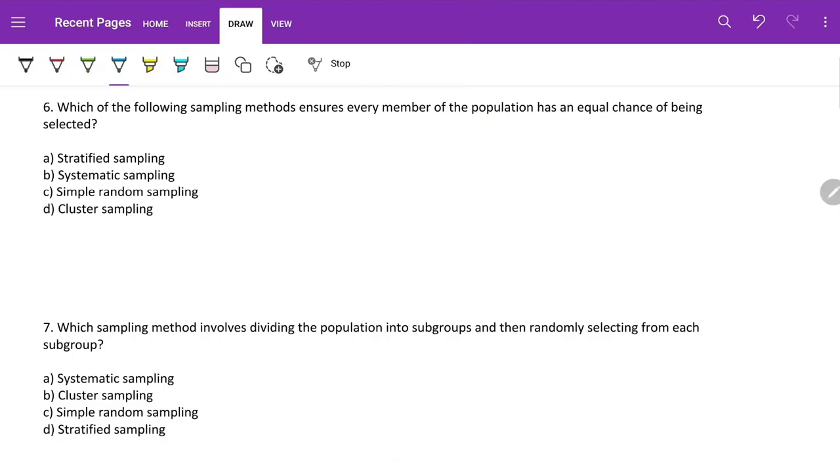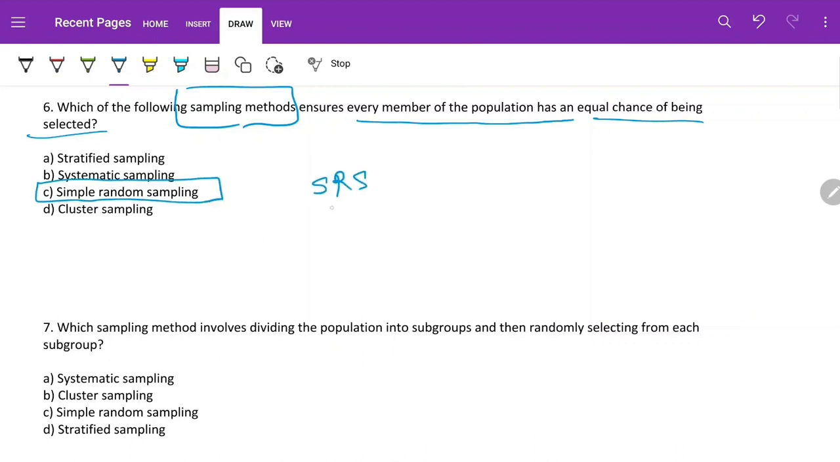Which of the following sampling methods ensures every member of the population has an equal chance of being selected? There are different sampling methods. In which sampling does every member of the population get an equal chance of being selected? In simple random sampling. In simple random sampling, each and every member of a population gets an equal chance of being selected, and that is nothing but 1 by n, if n is the number of population units.